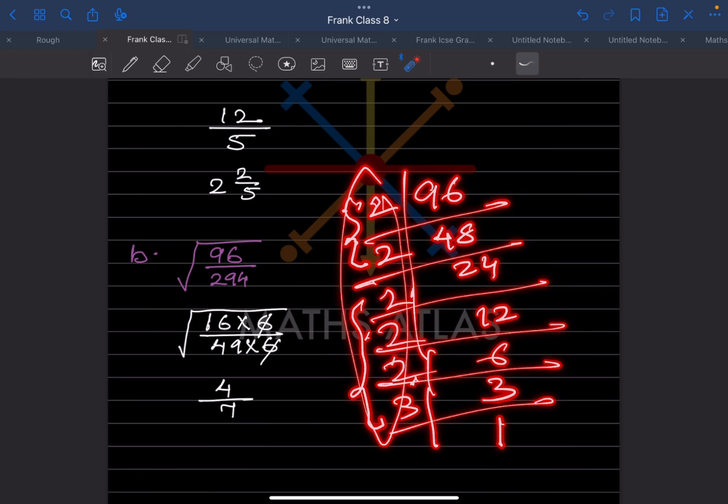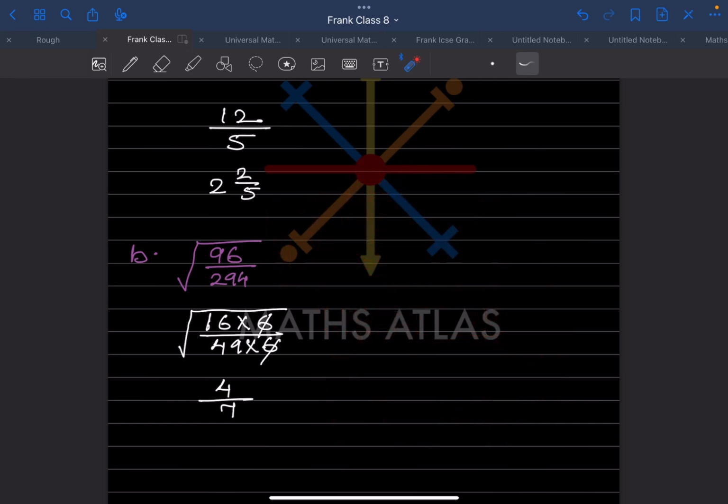So 2 2s are 4, 4 2s are 8, 8 2s are 16. So you will take 16. Now if you are taking 32, 32 is not a perfect square. 16 2s are 32. So you just take 16 and the remaining is 6. Because 16 is a perfect square and you have to go for the bigger number, as I said. 4 also is a perfect square but that is a smaller one. So 16 times 6 will be 96.